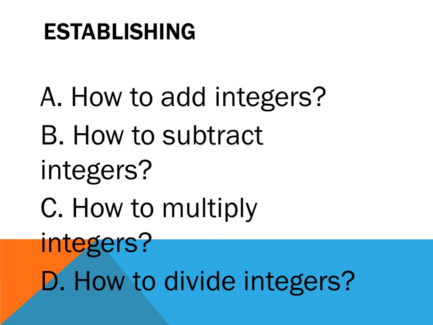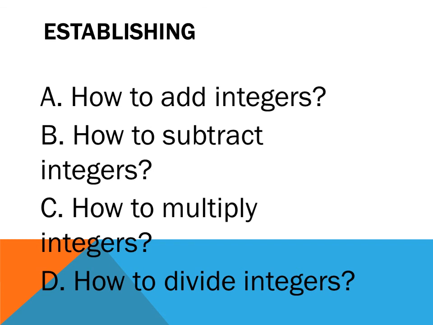So, here's the summary. How to add integers? There are two ways. To add integers that share a common sign, or like signs, just simply add and copy the common sign. While if they have unlike signs, you must subtract, then copy the sign of the bigger number. Then how to subtract integers? Just simply change the sign of the subtrahend, then proceed to the rule of addition.